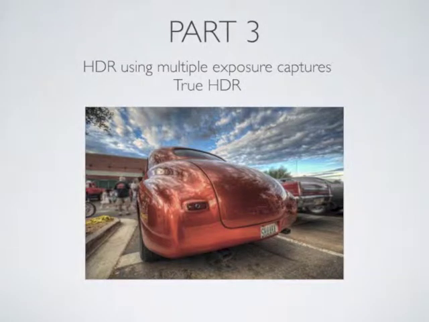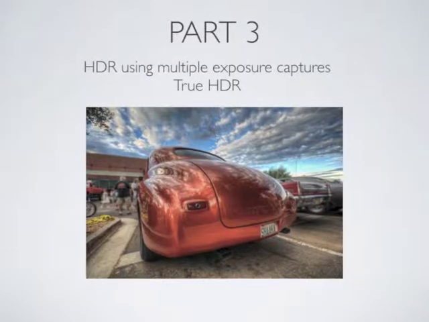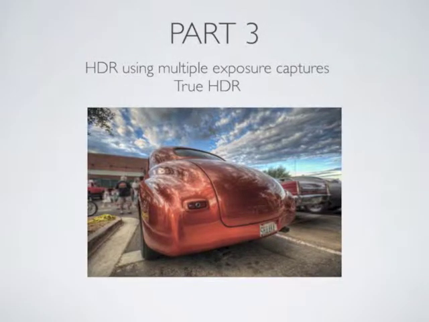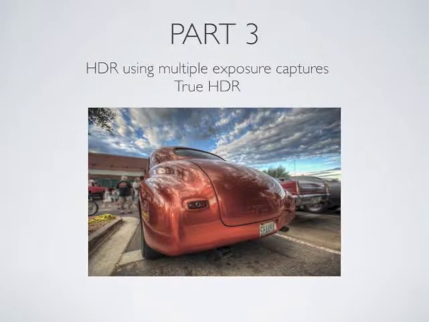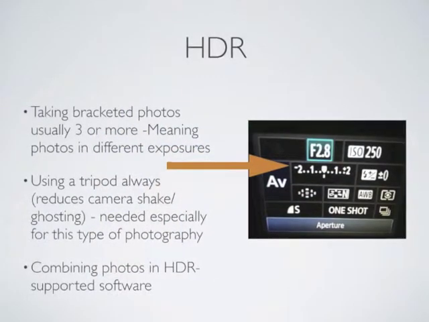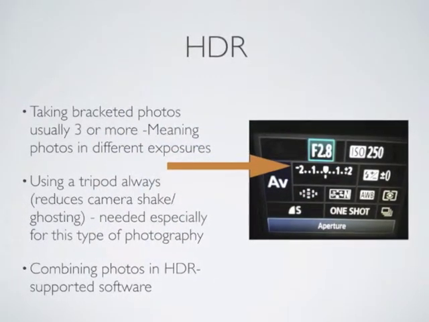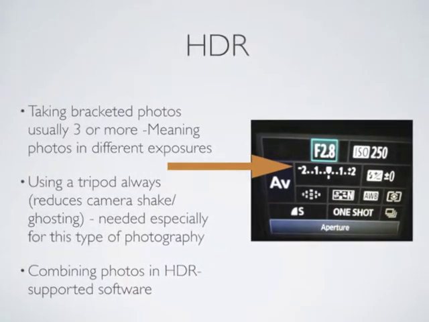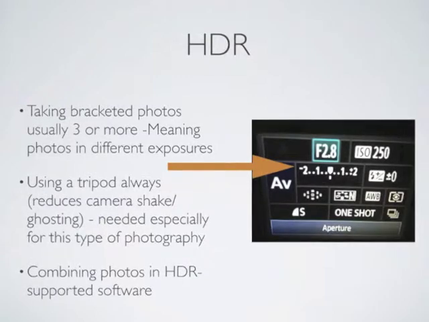Part 3 is true HDR. This is where you're taking multiple exposure captures, and of course you'll need a tripod to get the best results. In true HDR, you have to take 3 or more photos at different exposures using a tripod to reduce camera shake, and then combine those photos in HDR supported software.